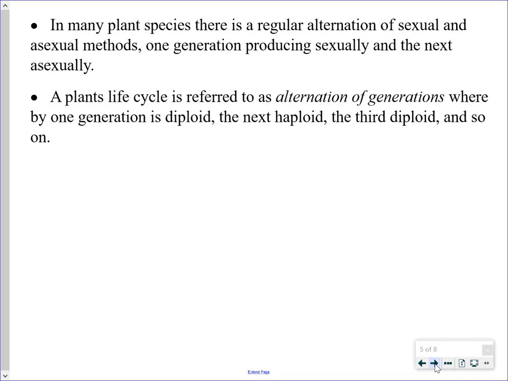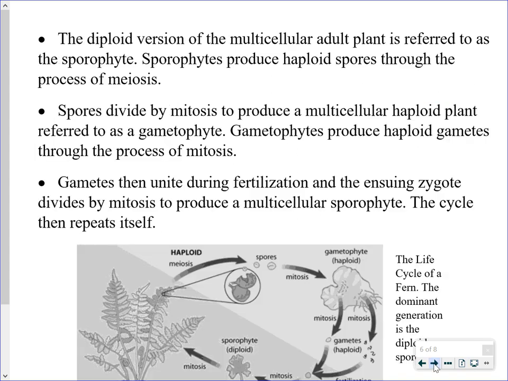So we'll do the same thing, only now we'll talk about plants. And with plants, it's a little bit different because they go through both, again, asexual and sexual reproduction. And that's quite often what is referred to as the alternation of generations. So one generation will be diploid, the next generation will be haploid, and back and forth and back and forth. And they alternate as well between sexual reproduction and asexual reproduction.